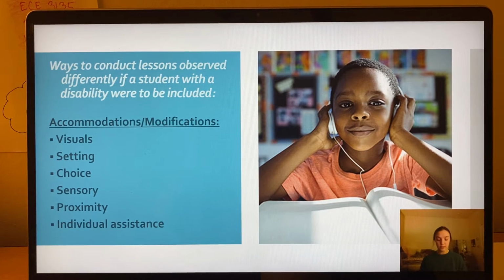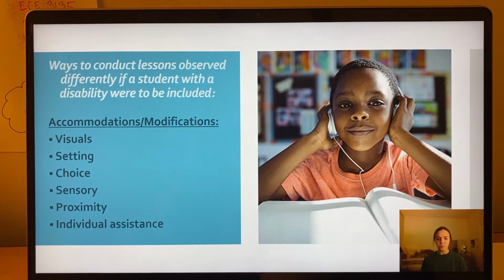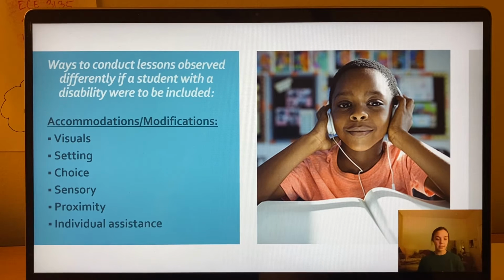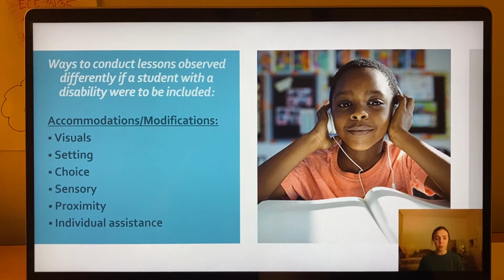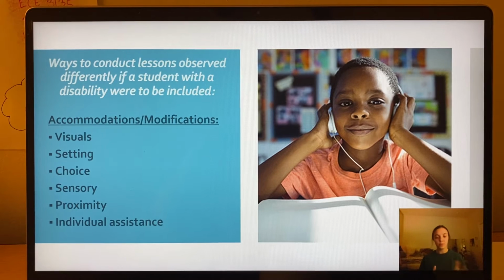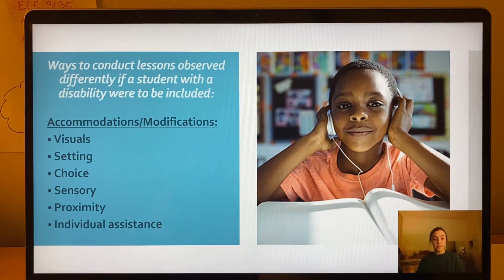Then we have choice. So this, we can allow students to write, speak, circle, point at answers, just to have their choice of how they want to be assessed, and just access other ways to take notes and study and take tests. Then we have sensory, so provide hands-on materials and just take some breaks. And then we have proximity, so struggling students sit in the front. And then we have individual assistance, so that would be our one-to-one with teacher and student, and just to allow for frequent checks of understanding and assistance.